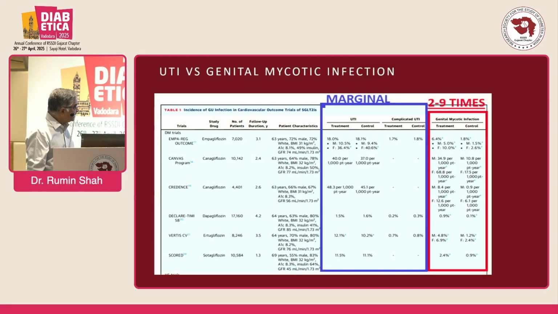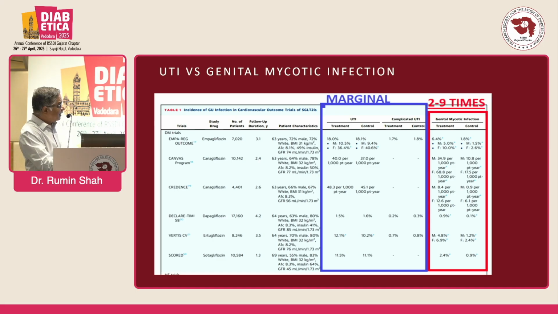Now, what about SGLT2 inhibitors? There is a lot of literature on SGLT2 inhibitors. They are now in mainstream in management of diabetes, have immense benefits: cardiovascular benefits, renal benefits, benefits in heart failure. It is seen that in a patient on SGLT2 inhibitor, there is a marginal increase in urinary tract infection, but there is a very high increase in genital infections.